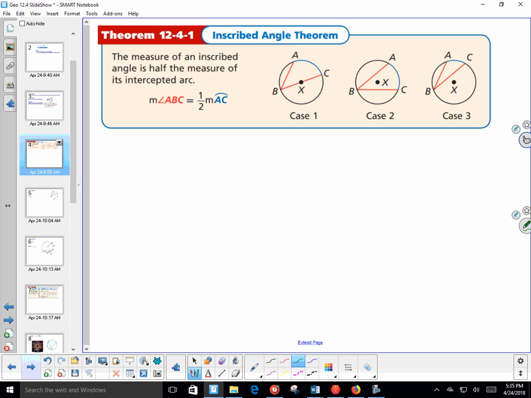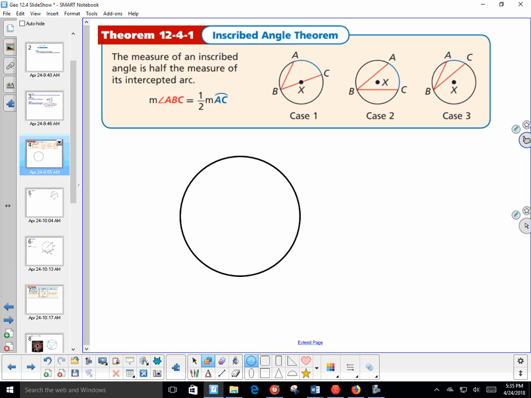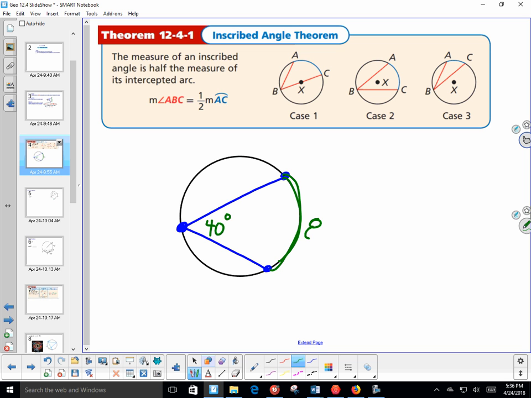So let's take a look at an example of this. If I have this circle, and let's say I draw in this inscribed angle. If this inscribed angle measures 40 degrees, then the arc is going to be twice that. It's going to be 80 degrees, because the measure of the angle is half of the measure of the subtended arc.